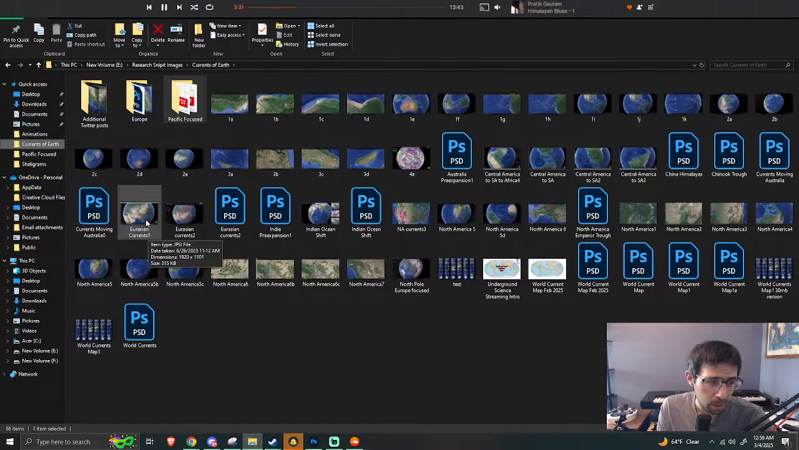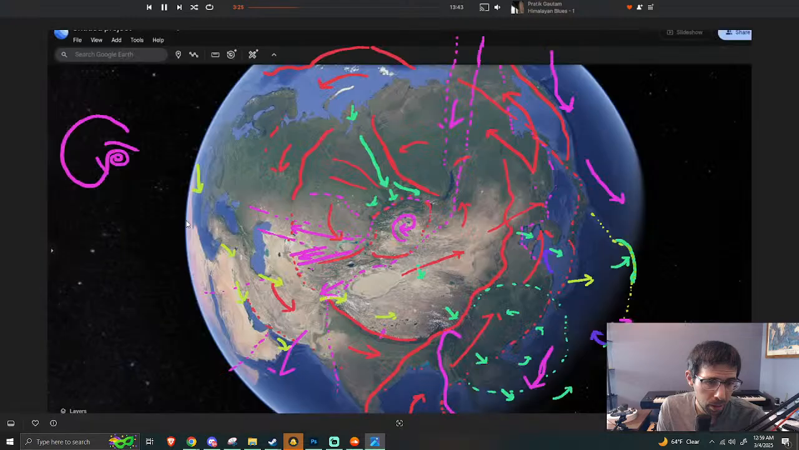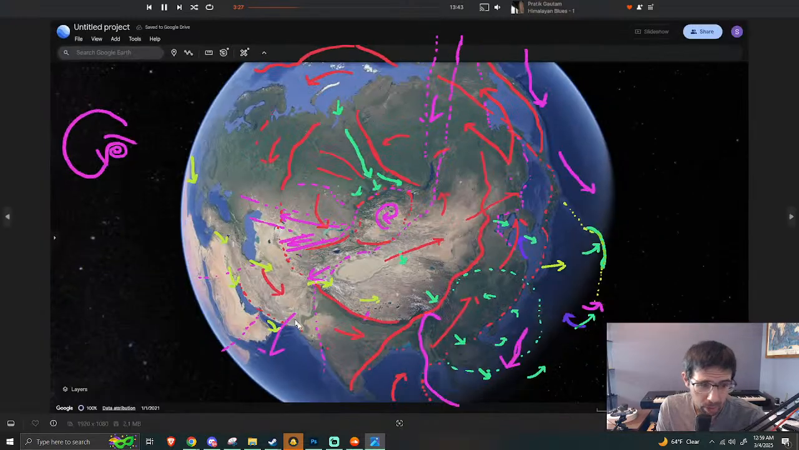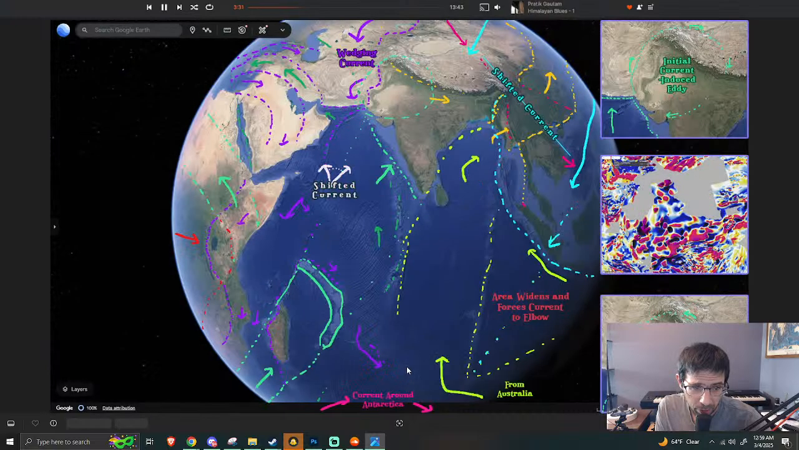Where are they? Here we go. I have a general current going that way, general current going that way, and then here I have a wedging current, I call it, going down here. I have this current going over here and going that way, which is interesting because that's what I was just thinking about. I didn't realize that's kind of what I was drawing here.